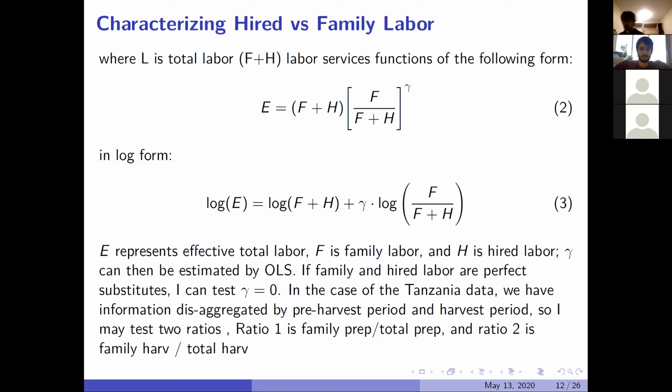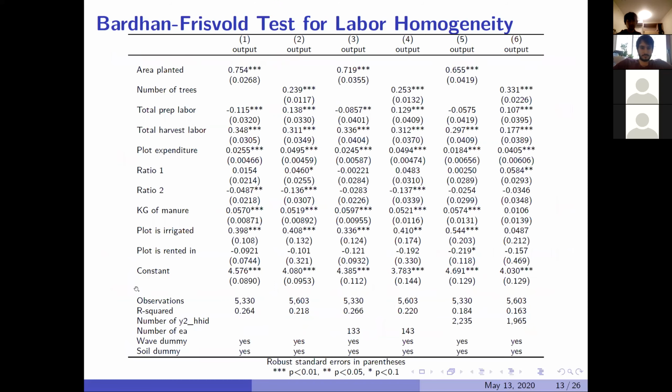And I also am able to, in the case of the Tanzanian data, because there's pre-harvest disaggregated data and harvest period data, there are 2 ratios. So one is the ratio of family to total labor in the pre-harvest period, and the second is the ratio of family to total labor in the harvest period. Okay, so I think the next slide, yeah. Here's the results of those, okay?